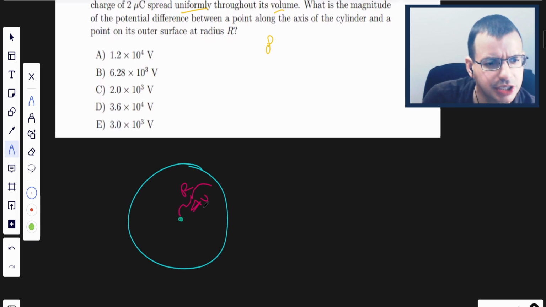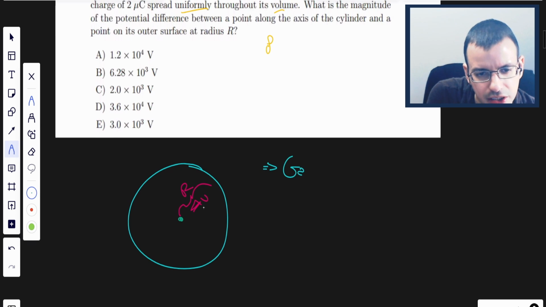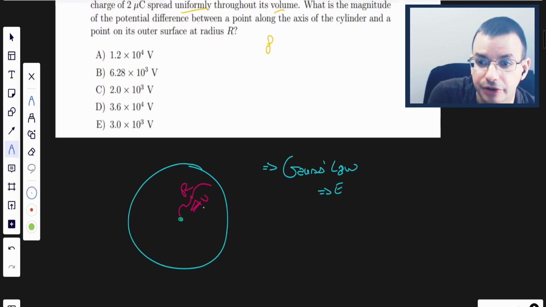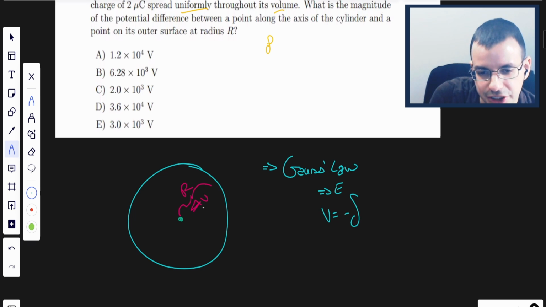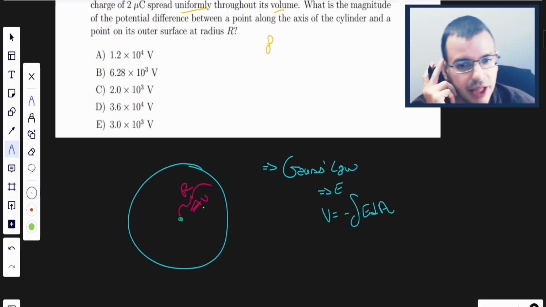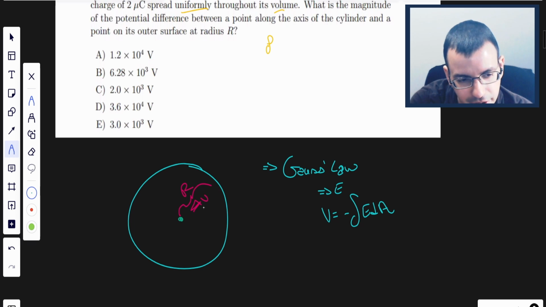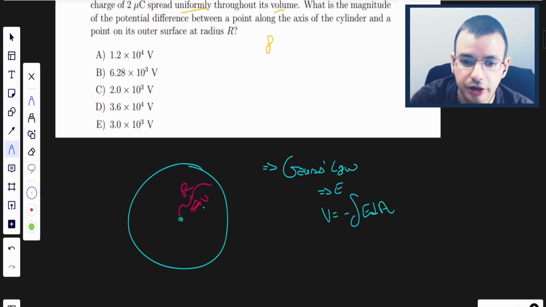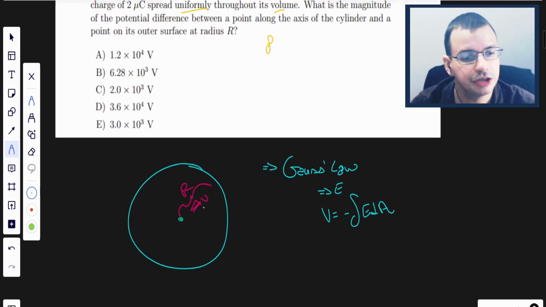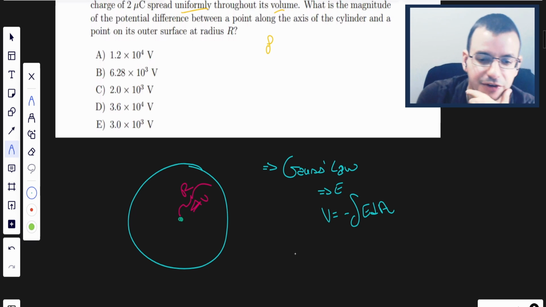The way we're going to do this is we're going to start by finding the electric field, and we're going to find the electric field using Gauss's law. That's going to give us our electric field. Then once we have the electric field, we're going to use that to find potential, using the definition of V equals negative integral of E dot dA. So we're going to find the electric field at any given point along 0 to big R, and then we're going to plug that in to our definition of voltage.